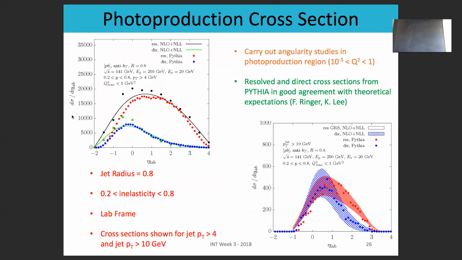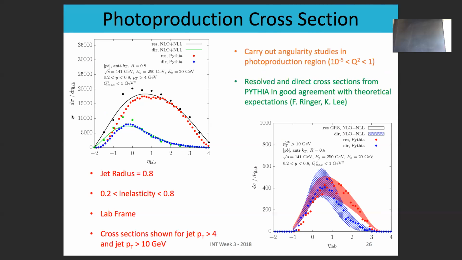So I'm going to move away from that measurement now and talk a little bit about angularities. So I'm now moving into the photoproduction region, and Felix is going to talk about this stuff a little bit more, so I'll just go over it quickly. This is the inclusive jet cross sections in the photoproduction region, 10 to the minus 5 to 1.